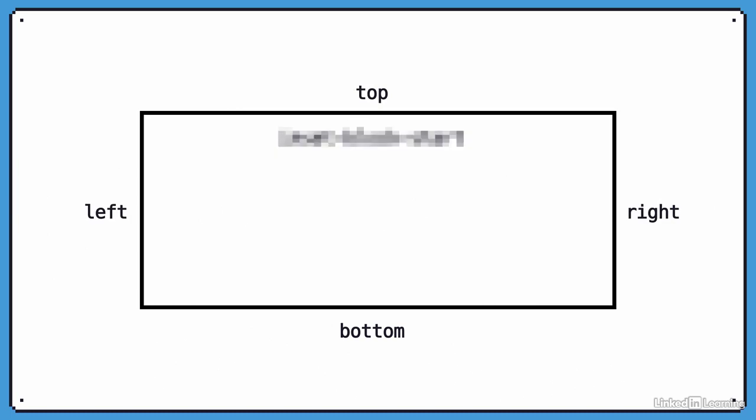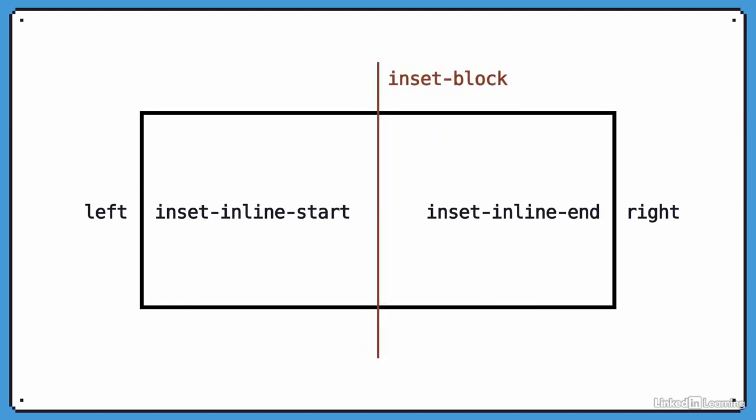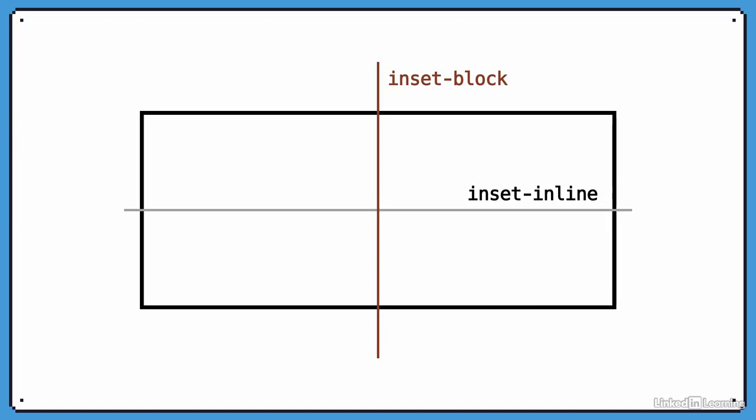The four values include inset block start, inset block end, inset inline start, and inset inline end. You may also use the shorthand properties of inset block or inset inline, and even inset by itself will work just fine.